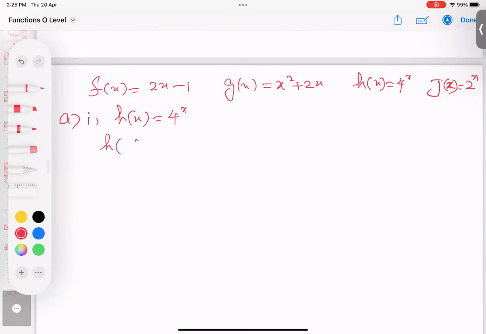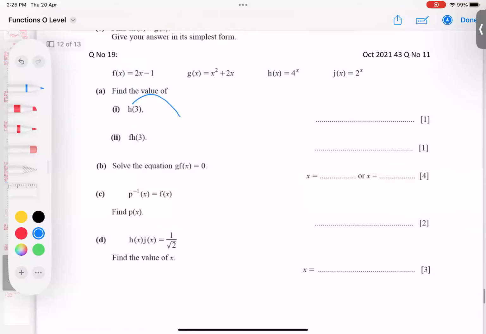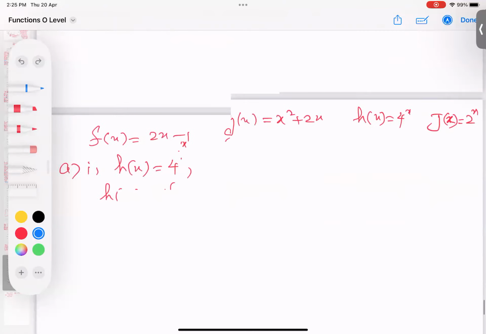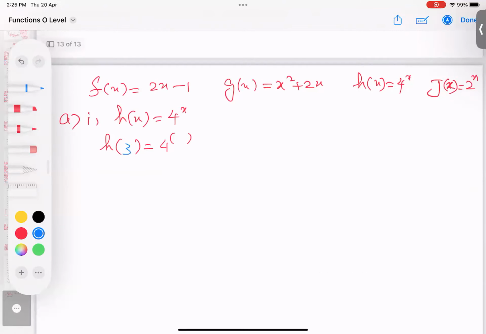How many x's on the left hand side and right hand side? Leave empty spaces. And what is the number? 3. So replace 3 here and 3 here. So h of 3, and 4 to the power 3 means 4 into 4 into 4. So I get 64. So the first part is over.